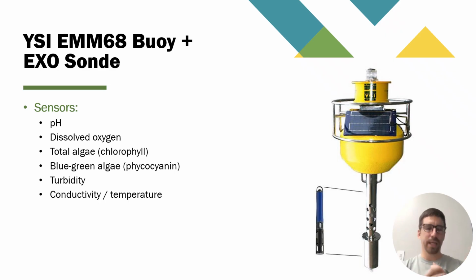We have pretty common water quality measuring sensors. pH, which is measuring the acidity or basicity of the water, whether it's acid or neutral or basic. Dissolved oxygen, total algae, and blue-green algae, which we'll get into. Blue-green is what we're concerned about for the potential toxins that can be produced. The turbidity of the water, as well as the conductivity, which is typically used as how much salt's in the water, and of course the water temperature.